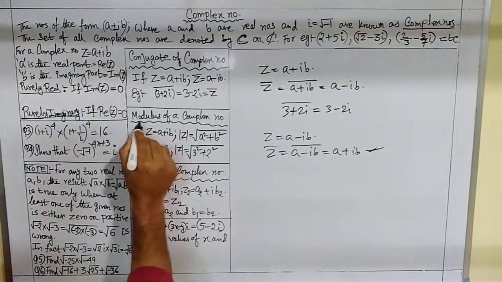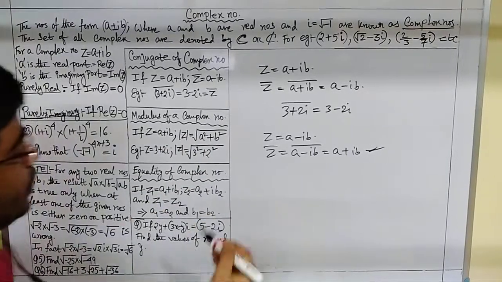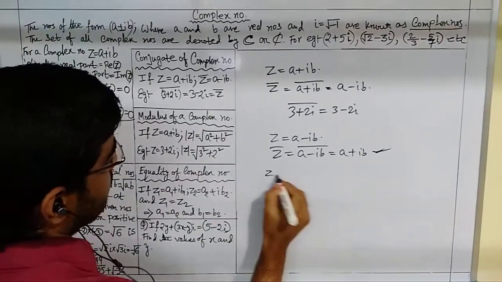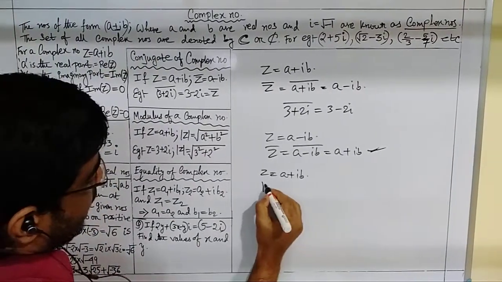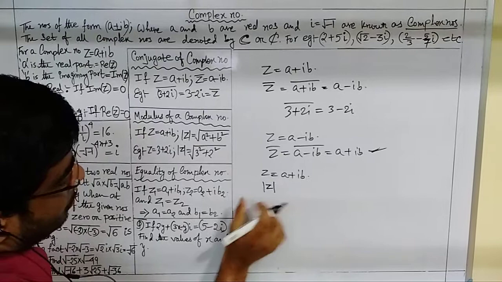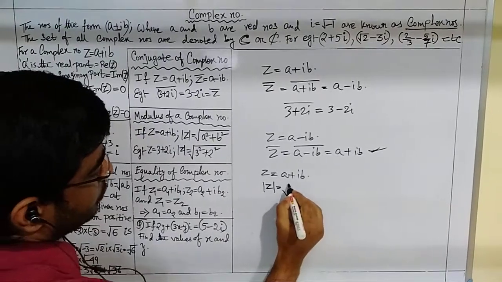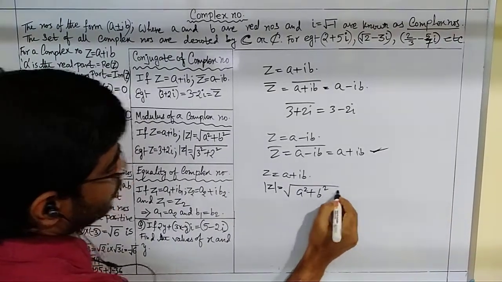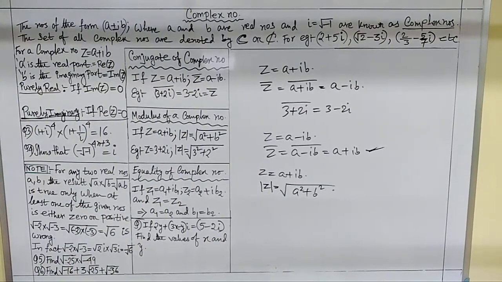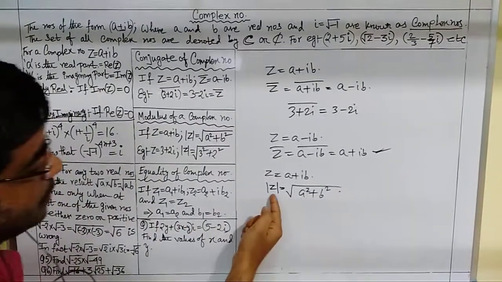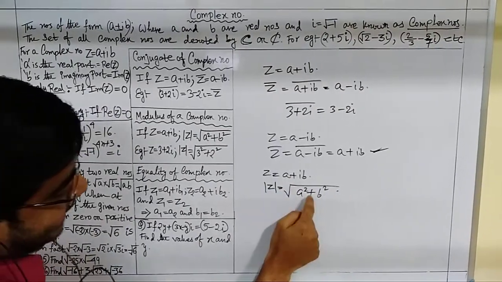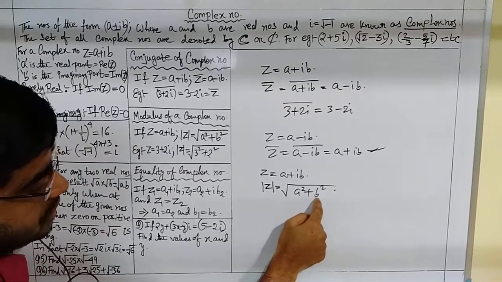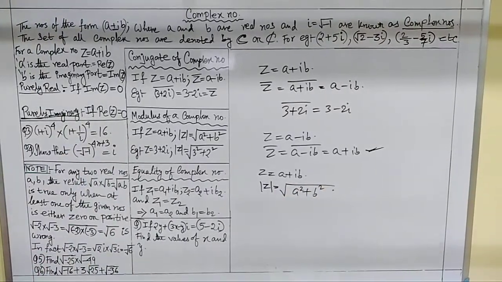Moving on to the next term, the modulus of a complex number. What do we mean by the modulus of a complex number? z equals a plus ib. This is a complex number. Now I will give a modulus sign here, and this will be root over of a square plus b square. This is the modulus operator on a complex number. We just have to square the real part, then add the square of the imaginary part, and take the root of that. Then we are going to get the modulus.